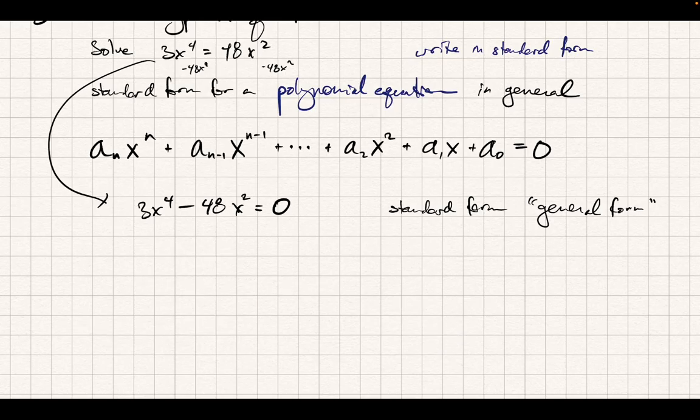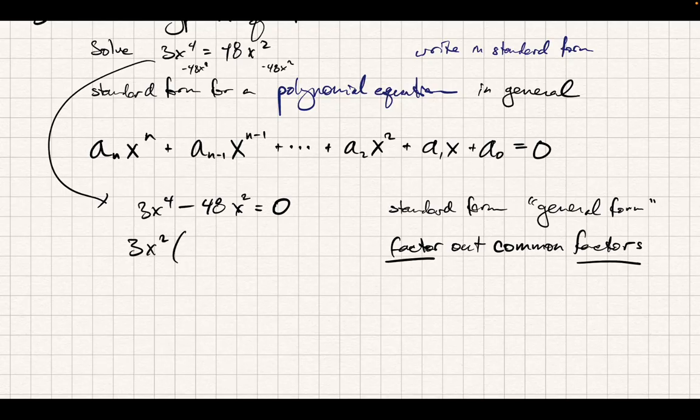Okay, so I'm not going to divide by it. What's my strategy right now? Factor out the common factors. Sorry about the use of the same word as a verb and a noun, but that's English. So what are my common factors? 3x squared. 3 comes out of both. x squared comes out of both, leaving me 3x squared times x squared minus 16 equals 0.